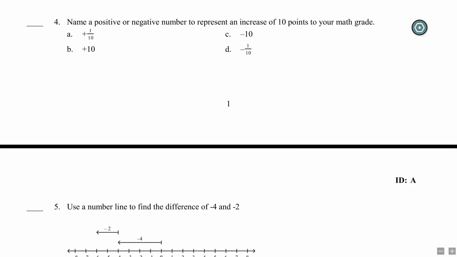Number 4, name a positive or negative number to represent an increase of 10 points to your math grade. So an increase we know would be positive, and then 10 points to the math grade. And so we could think of it as if I received 10 extra points on my math grade, that would be a positive thing, right? So increase is positive, so I'm looking for an integer that is +10. So then my answer choice would be B.